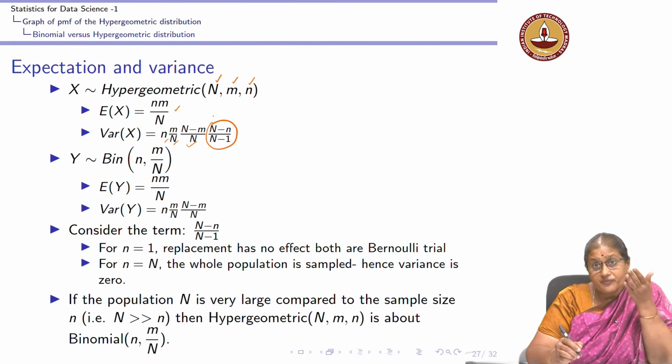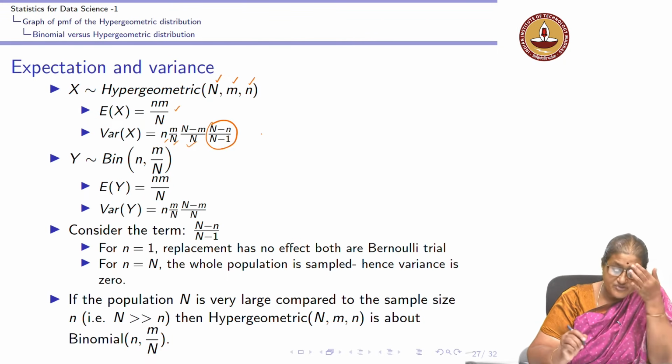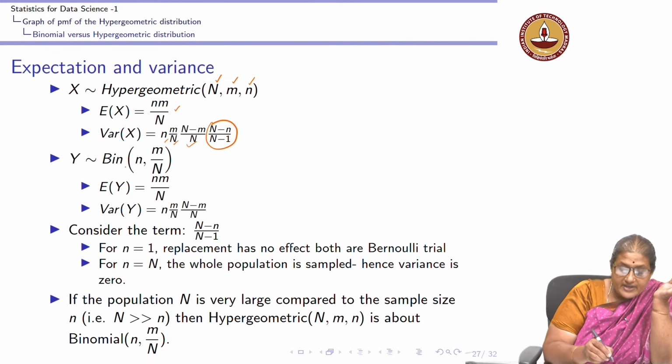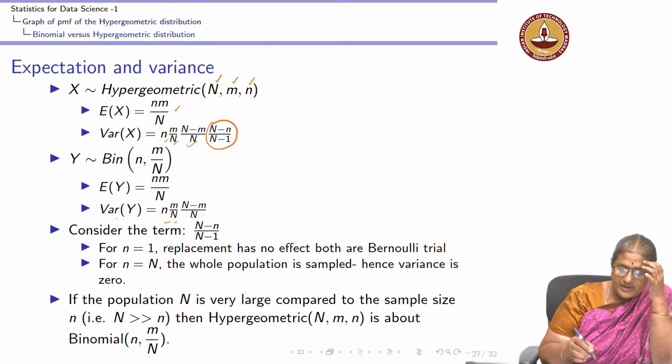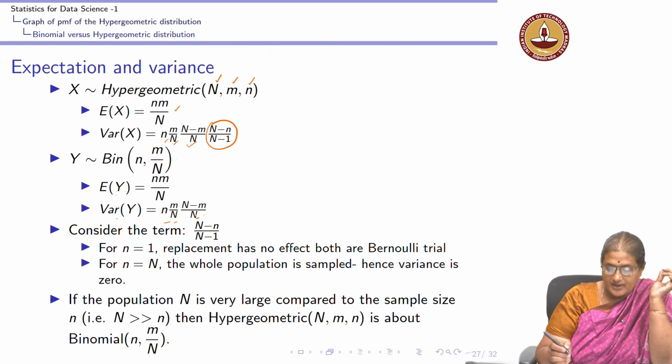Now, let us look at a binomial distribution. This is something which we have already seen. If Y is a binomial with parameters n and, I am putting, p equal to m by N, then I know my expectation is n into m by N and variance is n into p into 1 minus p, which is n into m by N into 1 minus m by N.